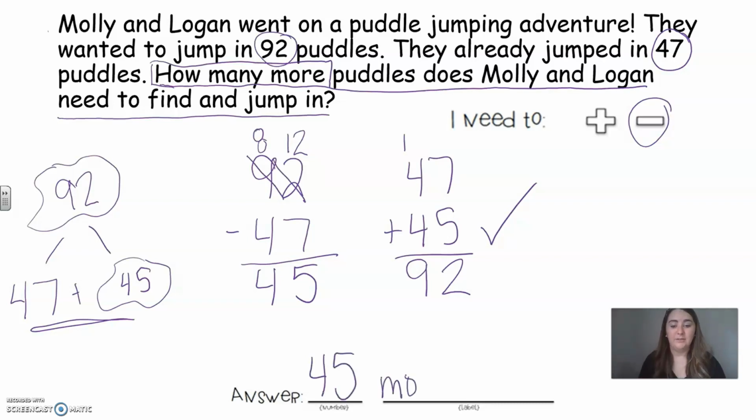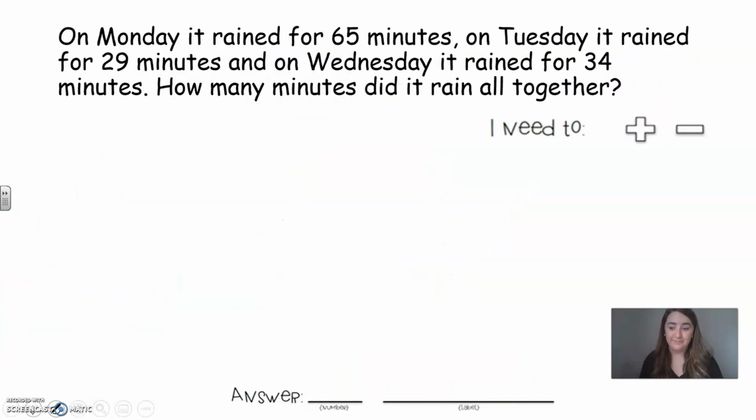45 more puddles. Don't forget to label. If you forget to label, then it is not right, because who knows what you're talking about.